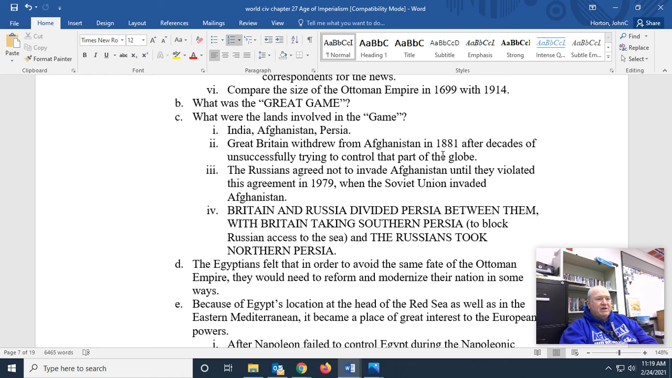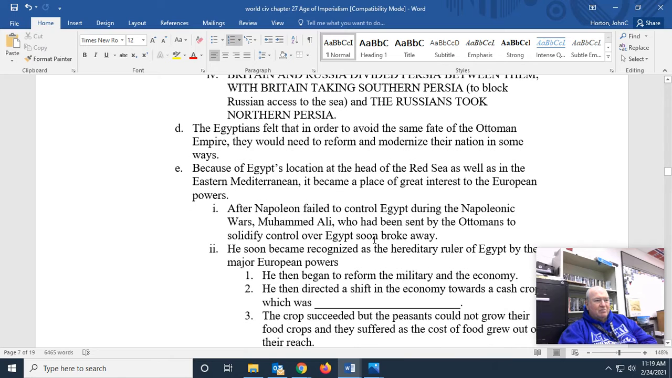The Russians agreed not to invade Afghanistan until they violated that agreement in 1979 when the Soviet Union invaded Afghanistan. Britain and Russia divided Persia between them, with Britain taking the southern part of Persia to block Russian access to the sea. The Russians took northern Persia.